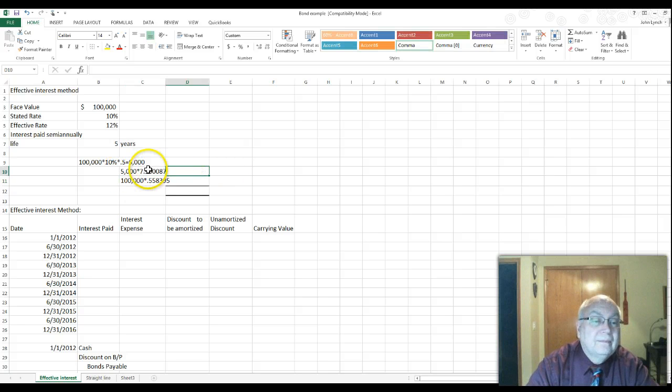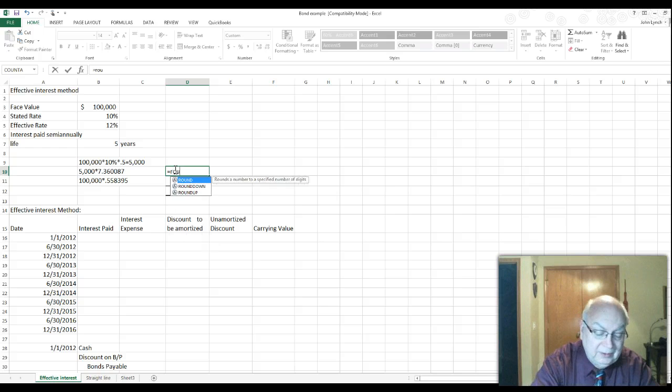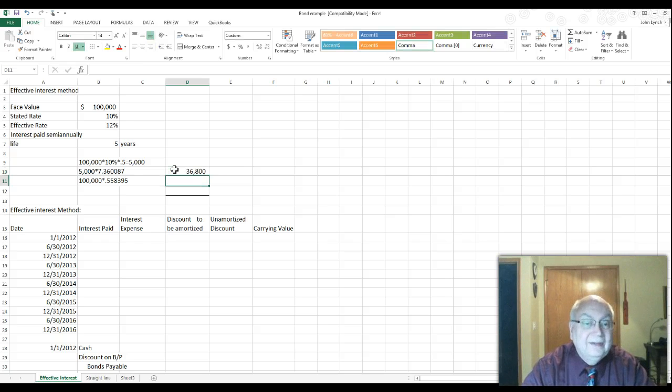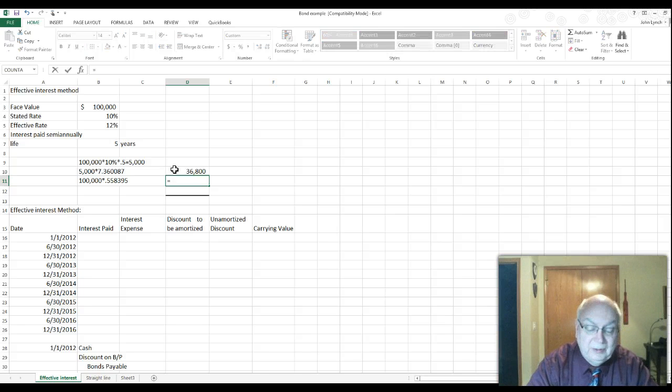Okay, I put those in the wrong column, so I'll move those over there. Over here we want equal round, and we have the 5,000 times the 7.360087, comma 0, so that gives us $36,800. And this one is equal round. Probably don't really need the round function on this one, but it's a good habit.